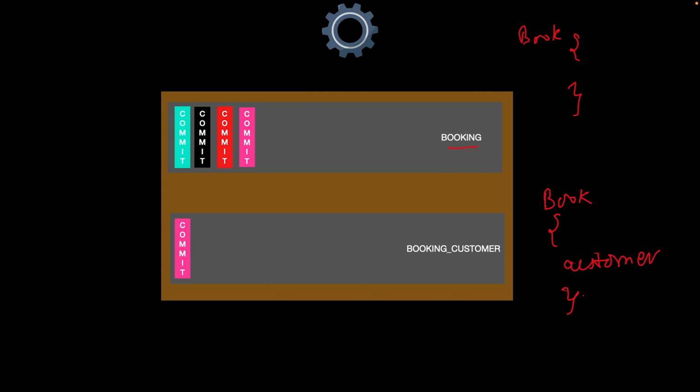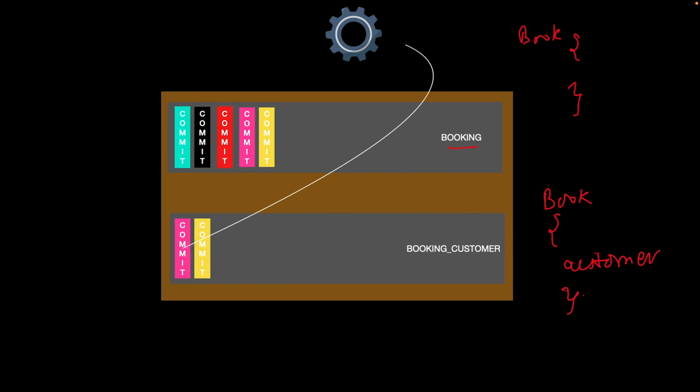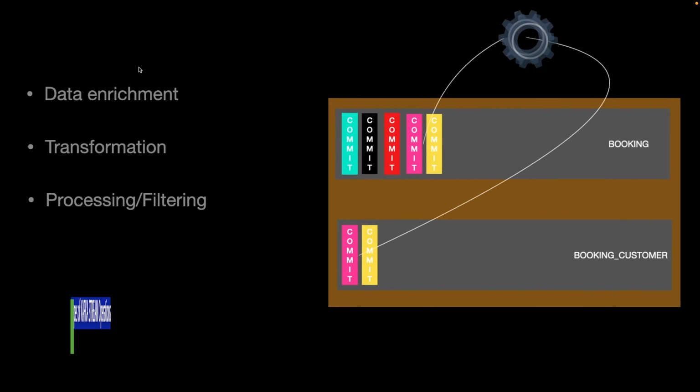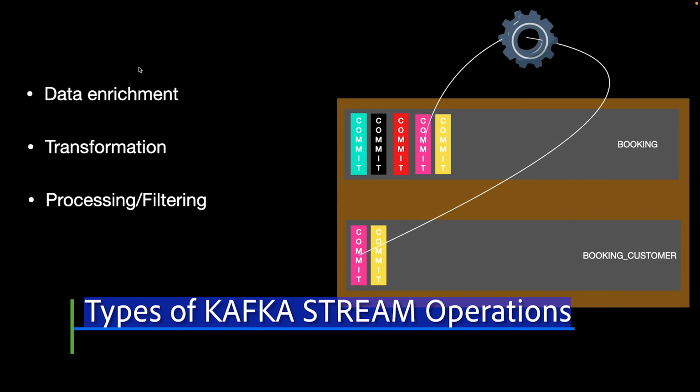These types of operations are performed on Kafka itself, and we get the benefit of the reliability of Kafka, and we are able to process the messages in a much easier way. So if another message is pushed into the booking topic, we are going to process that message from the Kafka Streams application, and we are going to write that data back into the booking_customer topic. So we are enriching the data and performing various types of operations on top of the booking data on the fly. Now let's have a look at the types of operations that we can perform using Kafka Streams.